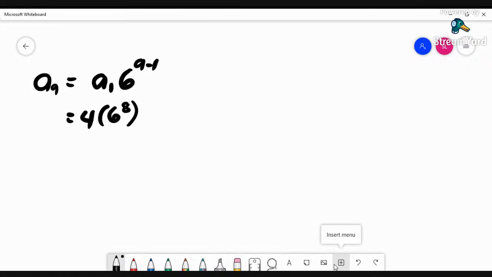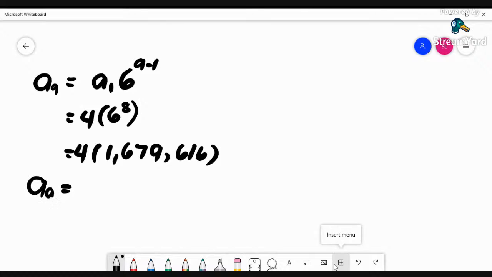And I can see the calculator on my phone. Okay, so 6 raised to 8 is equal to 1,679,616. Okay, so that's 4 times 1,679,616, multiplied by 4. Our ninth term would be 6,718,464. Okay, that will be the ninth term for the sequence.